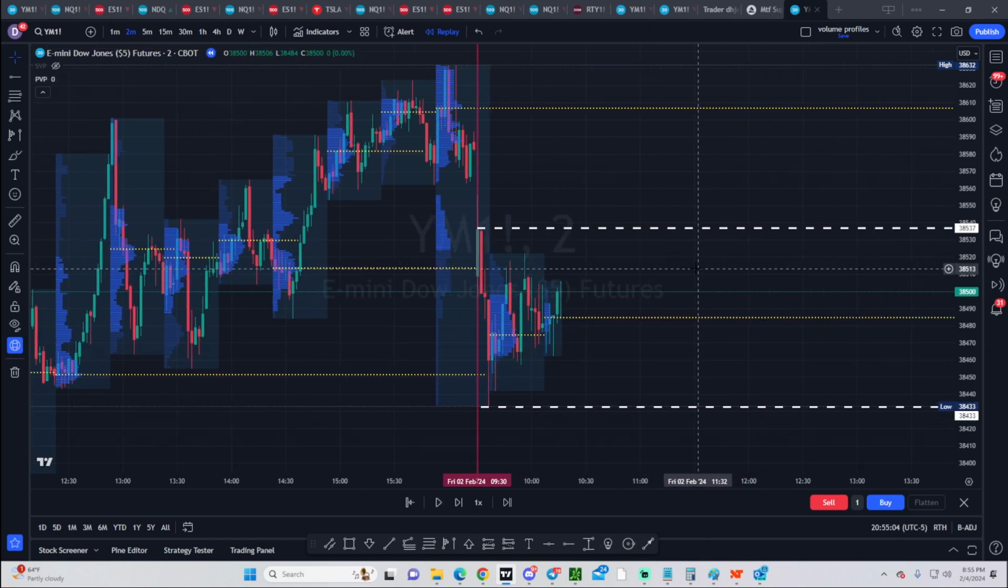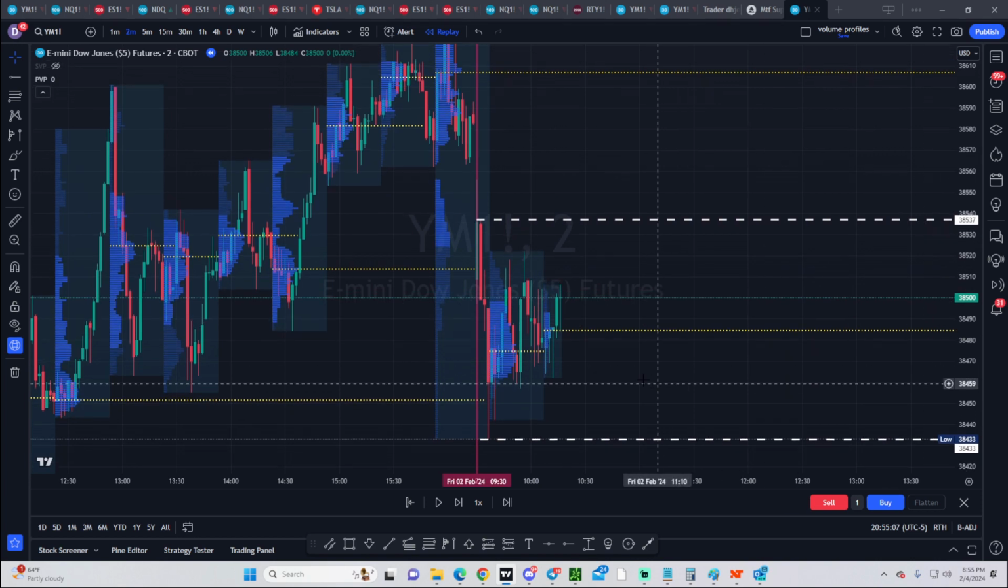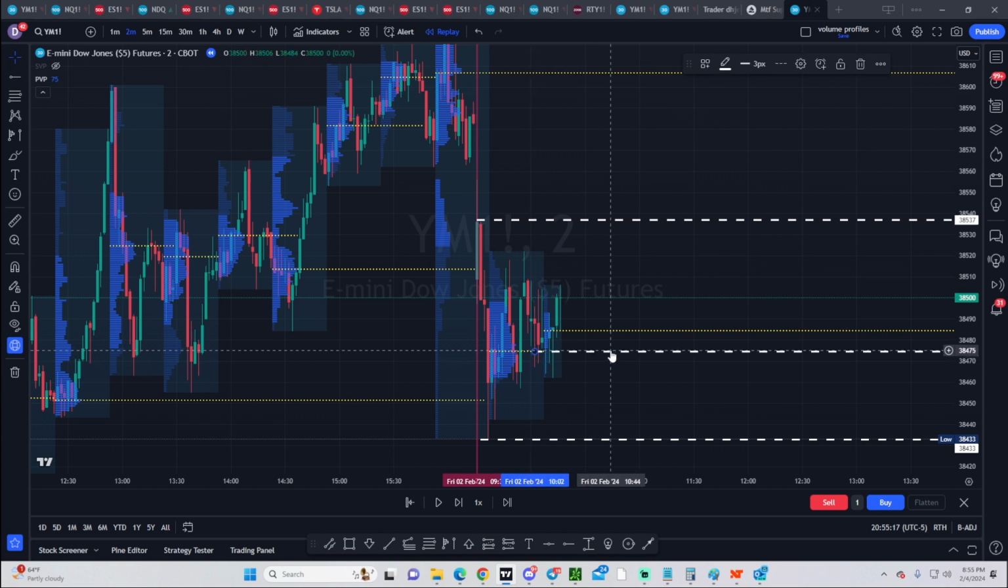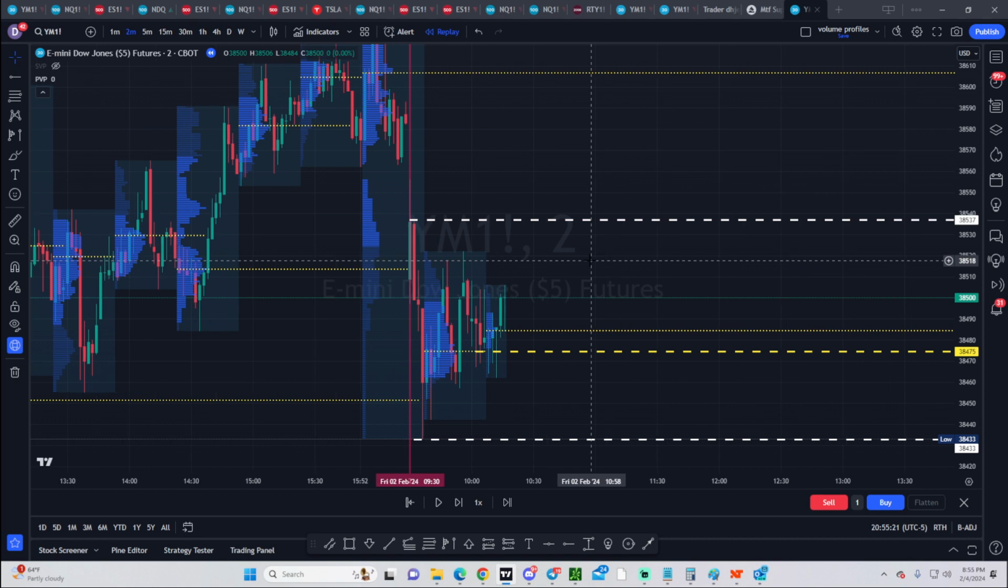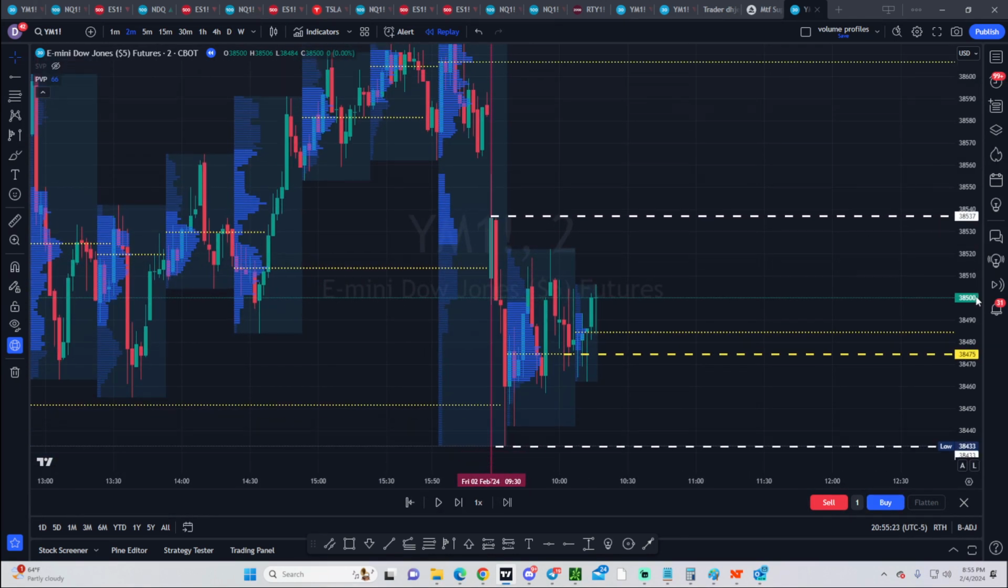What I want you to notice, and I know it went a little bit too fast, is that by the time this 10 o'clock candle opens, the POC was right here, in this particular location. So let's play that again because I need you to see when the POC is touched.